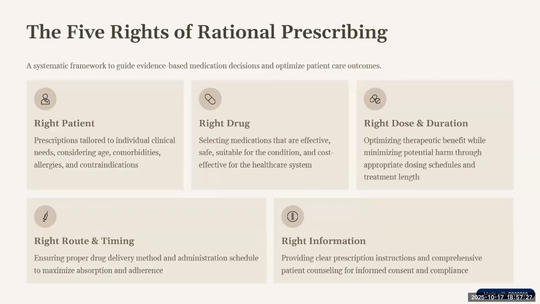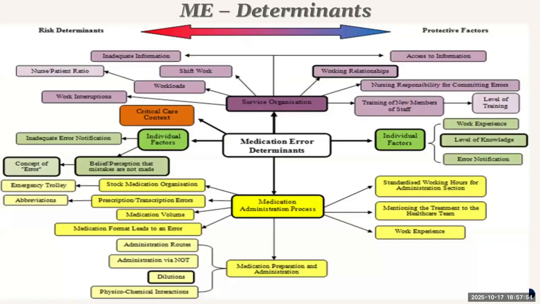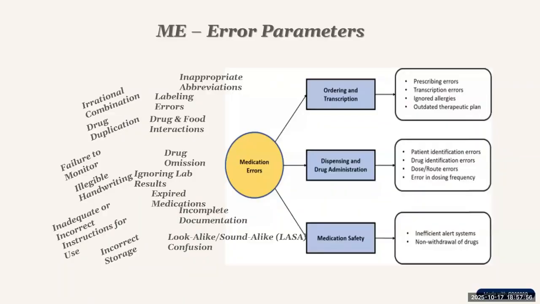So the 5 rights of rational prescription should be the framework, systematically followed to guide evidence-based medication decisions and optimize the patient's outcome. That is, the right patient: prescription should be tailored on the basis of proper indications or the proper diagnosis.